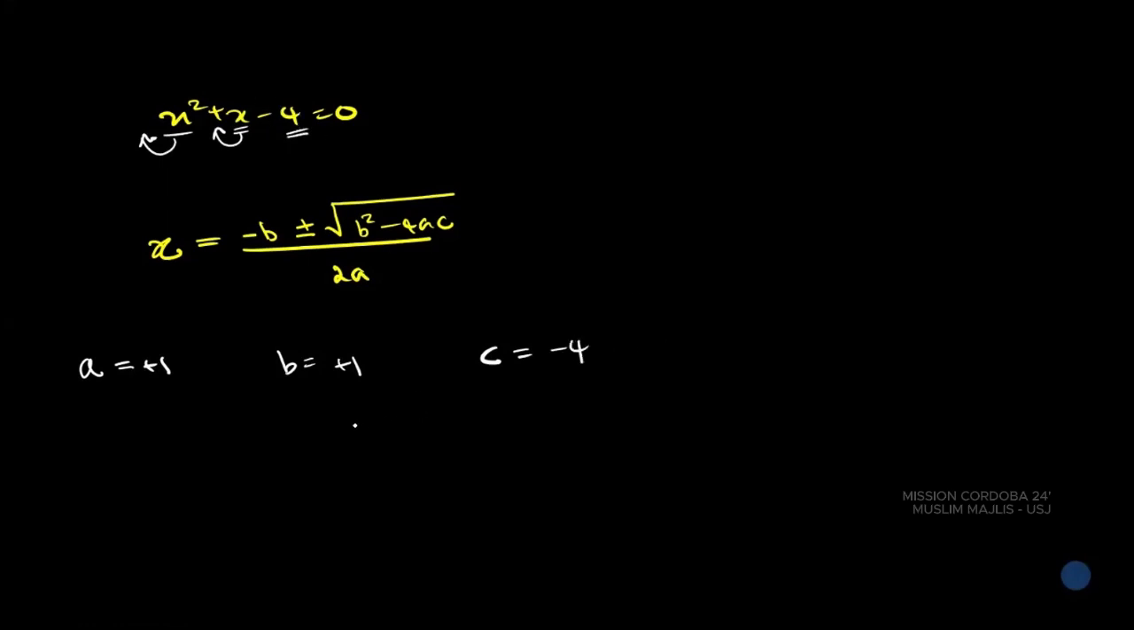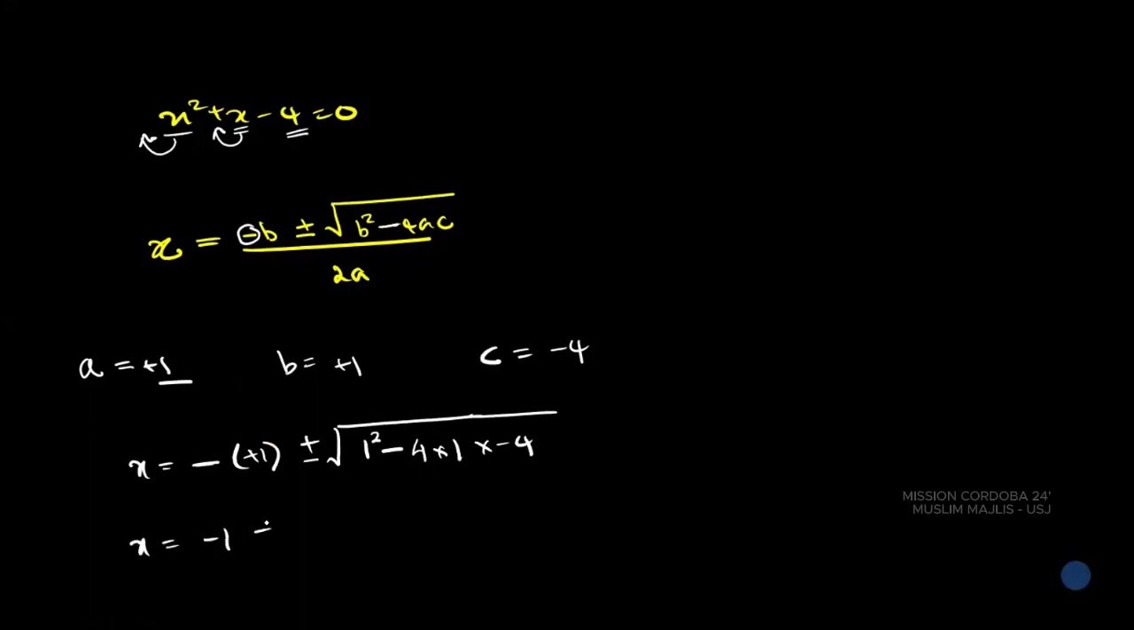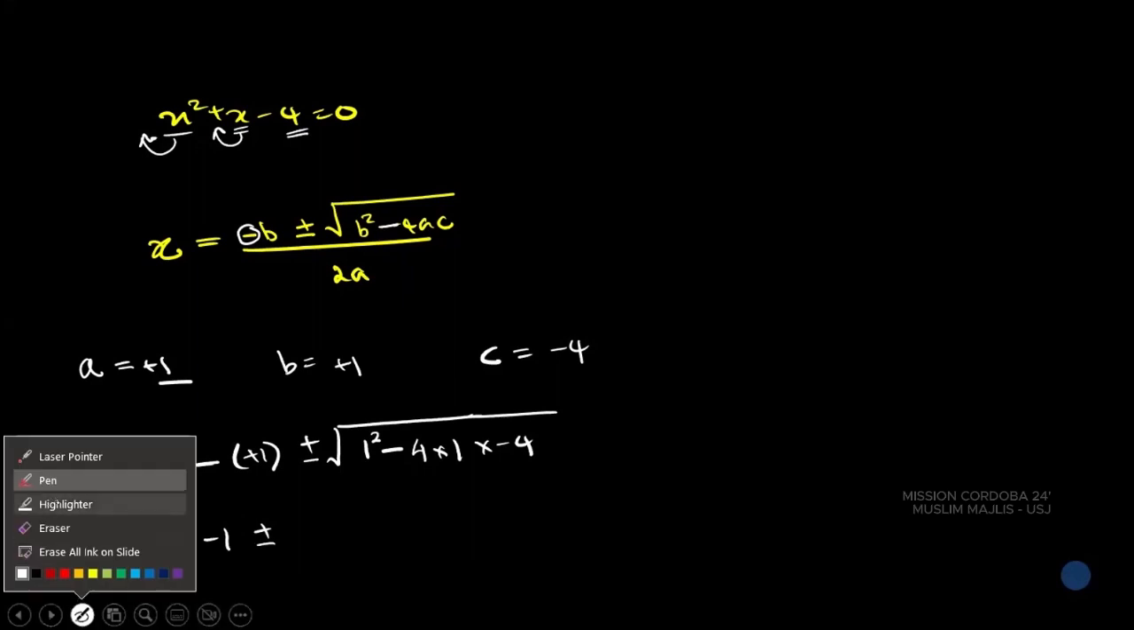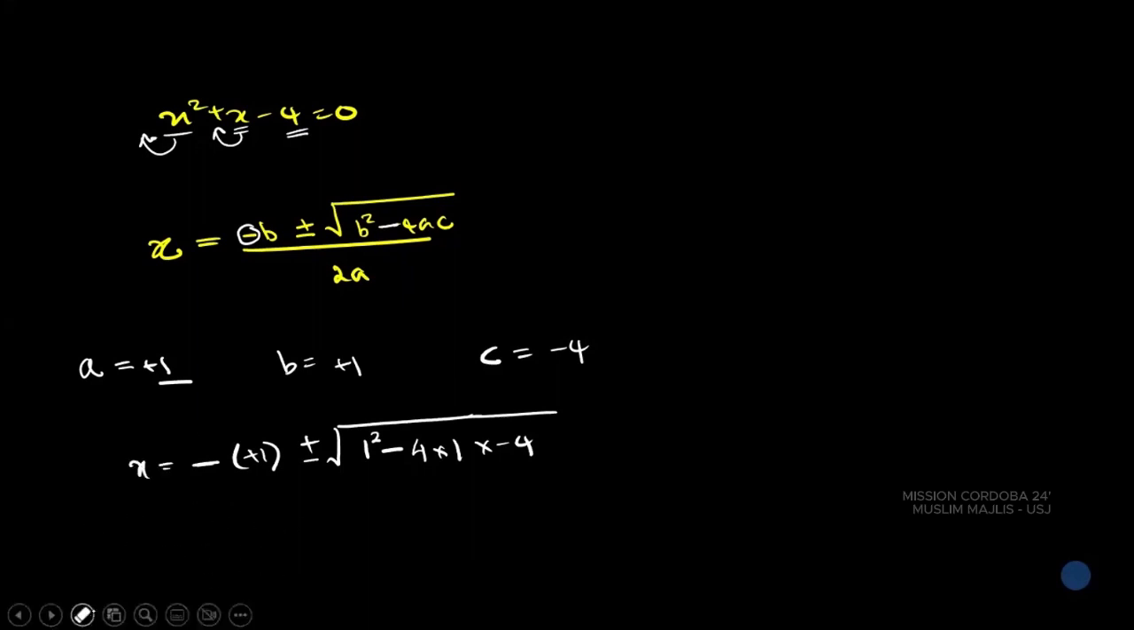Now substitute the values. x equals, this minus sign came by default, so you have to write it. b is +1, so I'm going to substitute +1 instead of b. Plus or minus square root. Again, b is +1 square. By default, this minus sign is there, minus 4 times a, which is again +1, and c is -4. So x equals -1 plus or minus, sorry, I forgot about the denominator, divided by 2 times the coefficient of the x square term, which is 1, a.